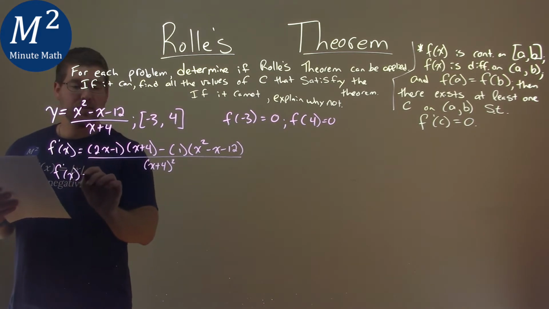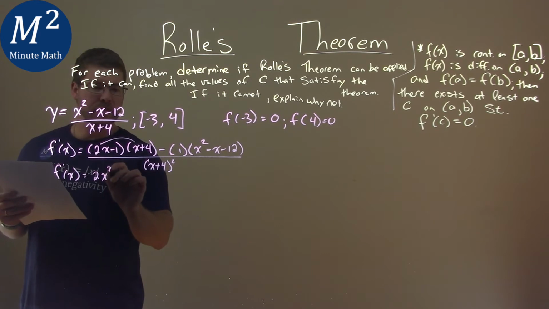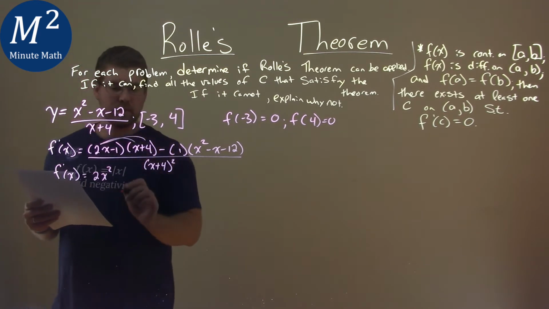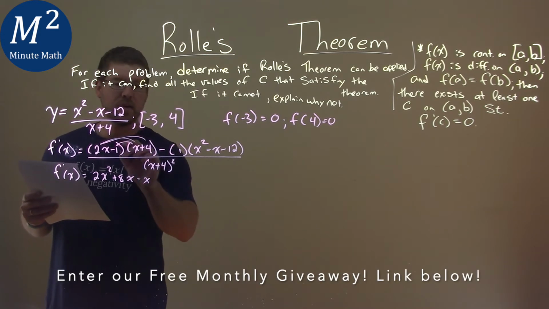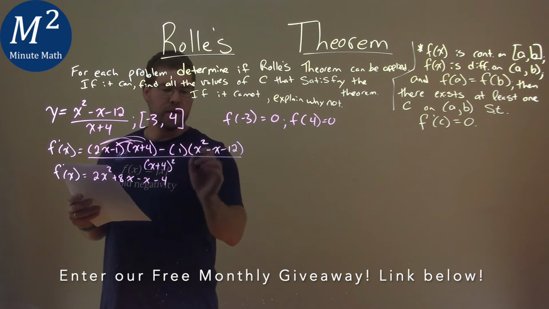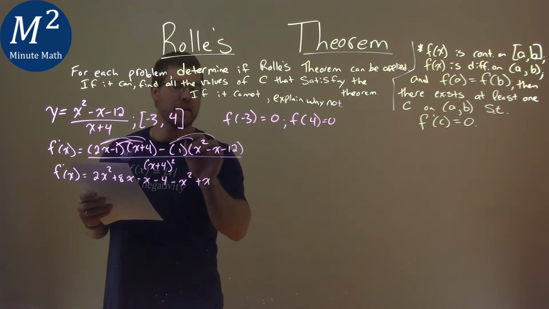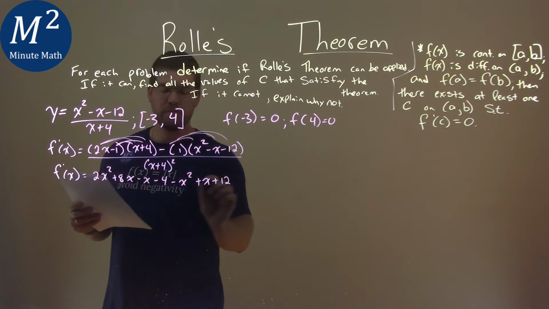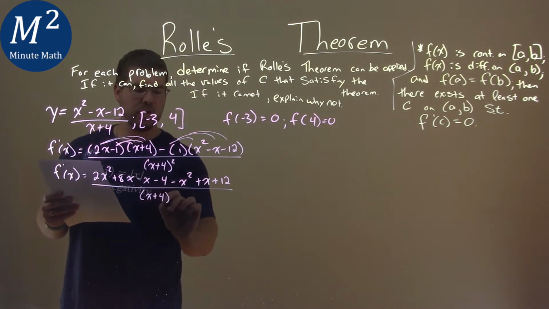F prime of x is equal to 2x times x is 2x squared. 2x times 4 is 8x. -1 times x is -x. -1 times 4 is -4. Minus, bring the minus sign over, minus x squared plus x, don't forget it, and then plus 12. All over a good old x plus 4 all squared.